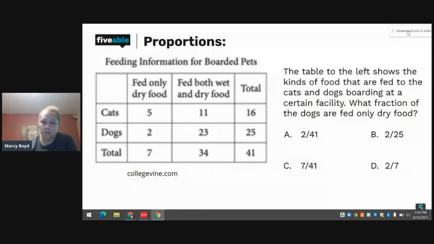Okay, I got the total number of cats, total number of dogs, and then everything is added up and they make sure that everything adds up and down. So adding kind of horizontally, vertically, everything is 41. All right, so on the question it says that the table to the left shows the kinds of food that are fed to cats and dogs boarding at a certain facility. What fraction of the dogs are fed only dry food?